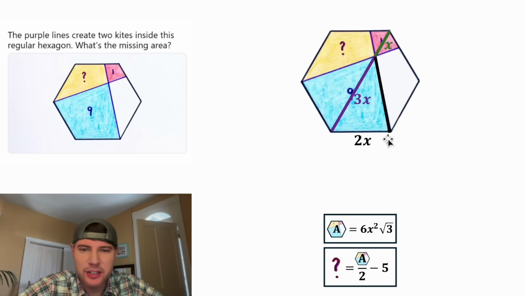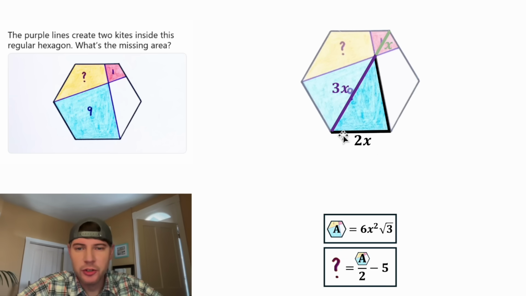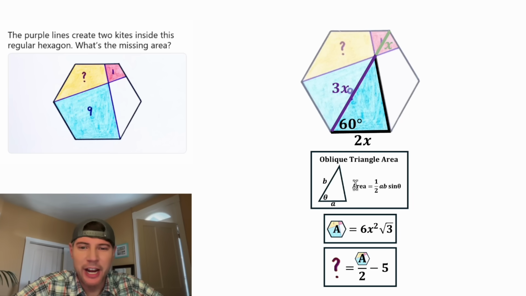Let's now focus on this triangle. We have the purple side is equal to 3x and this side is equal to 2x. We also know that this diagonal bisects this interior angle of the regular hexagon. Since the whole thing is 120 degrees, this would be 60 degrees. And now we can find the area of this triangle using these notes right here. For any triangle, if you know one side, another side, and the angle in between them, you can find the area by doing 1/2 times this side times this side times the sine of the angle in between them.